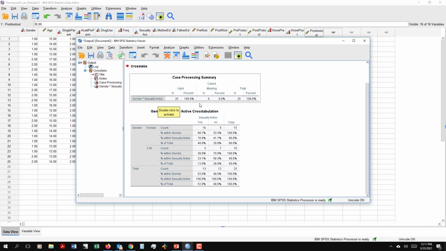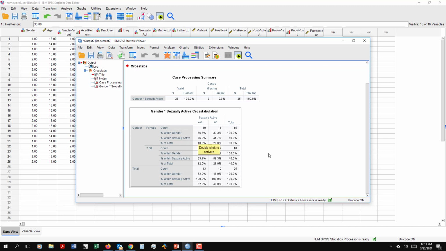So let me review this again, because this gets a little bit confusing and I have to break it down several times to make sense of it. Are you sexually active? Yes or no? When we look at female, just within the gender, so all the females, 67% said they were sexually active. When we look at the number who said yes, they were sexually active, of those who said they were sexually active, 77% were female.